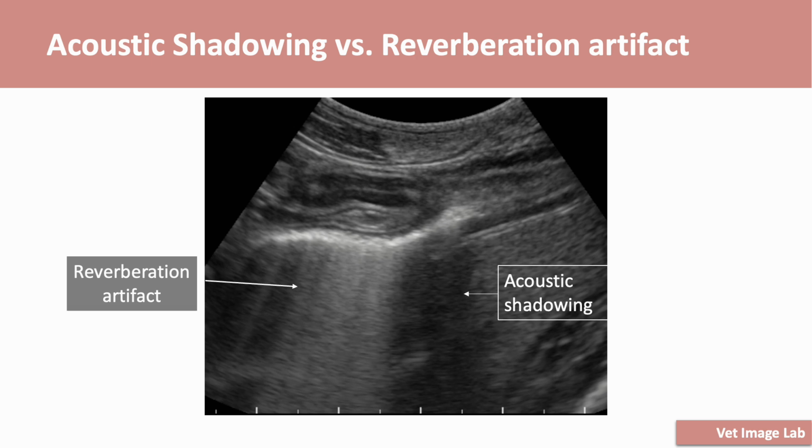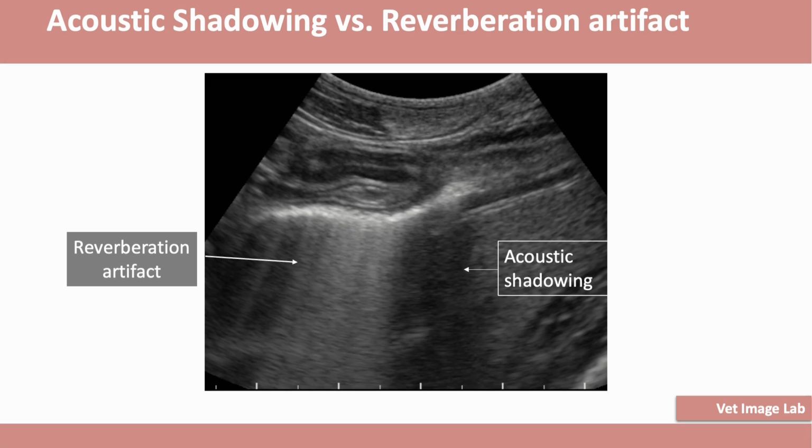Before we move on, let's take a step back and think. In gas-filled areas, we can observe both acoustic shadowing and reverberation artifacts, depending on how the ultrasound waves interact with the gas. As you can see in this image, some areas distal to the gas appear dark due to shadowing, when most of the ultrasound waves are reflected, while other regions show bright, repetitive echoes due to reverberation, when sound waves bounce multiple times between gas bubbles. Understanding these differences helps in distinguishing artifacts and avoiding misinterpretation in clinical practice.